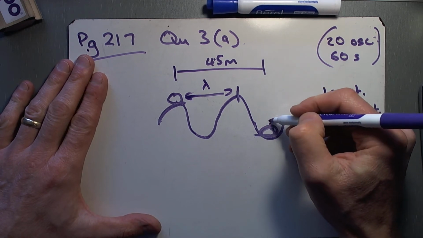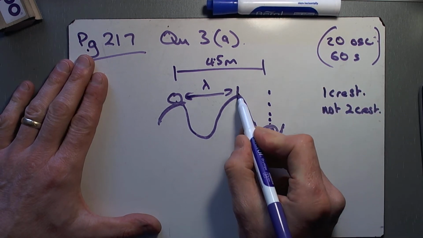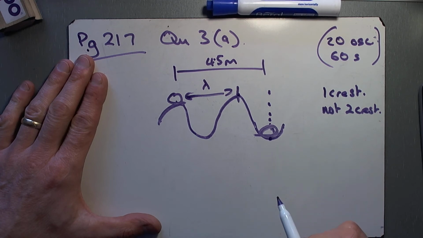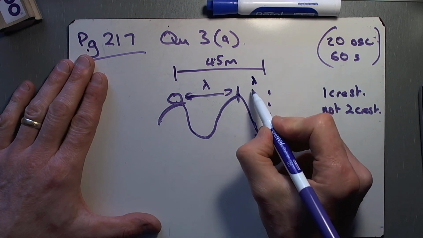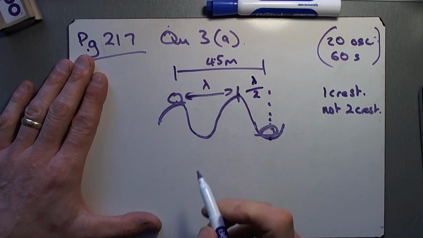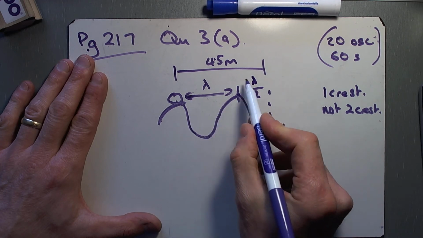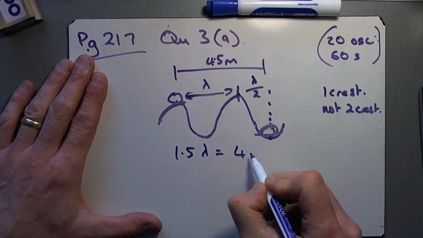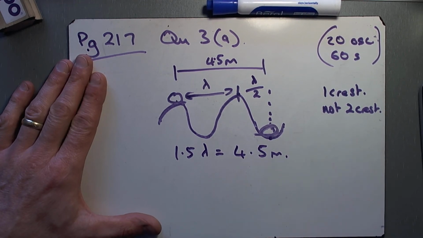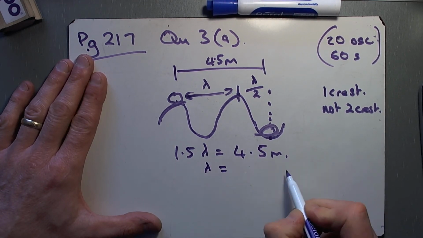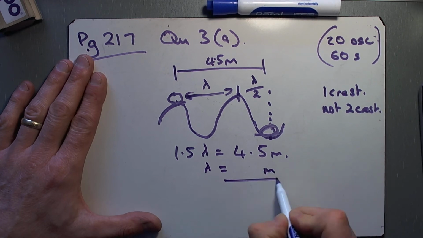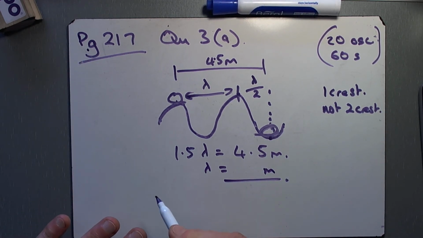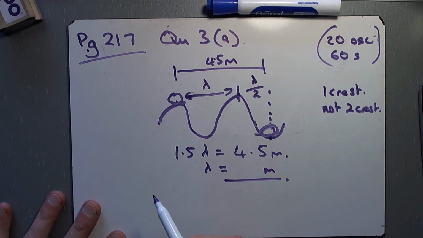And then where's this one? Well, this is in antiphase. So this point is at the top, this point's at the bottom, and that's actually half a wavelength. So what that tells us is that 1.5 wavelengths is the same as 4.5 meters. We can rearrange that to work out what lambda is in meters. I'm going to let people do that. Hopefully that comes up with an answer that matches what's in the question.